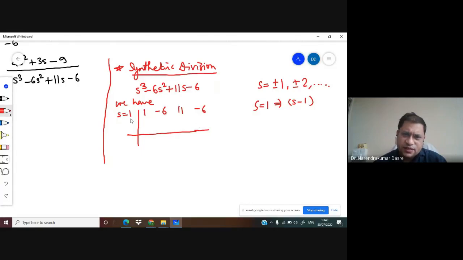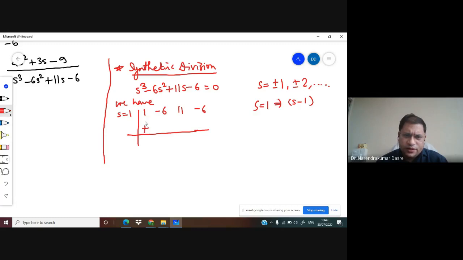So if I consider s is equal to 1, then I am trying the factor s minus 1. Or in your calculator, you can solve this equation s cube minus 6s square plus 11s minus 6 equal to 0 and find the factors of this.